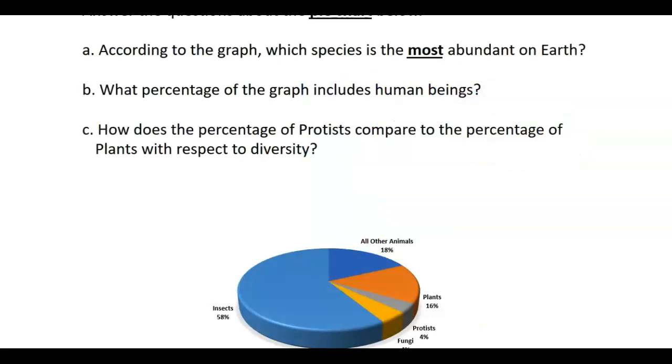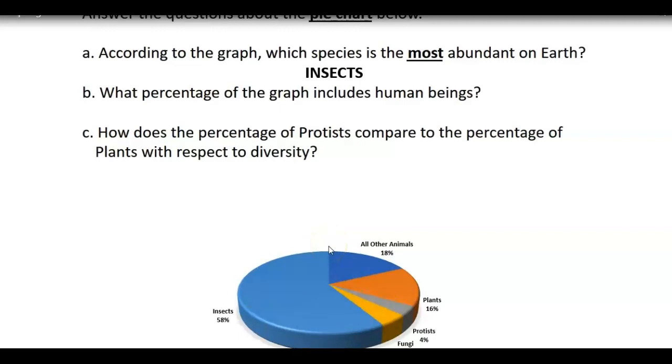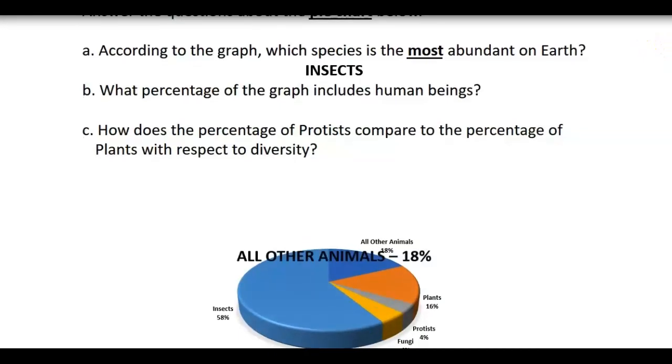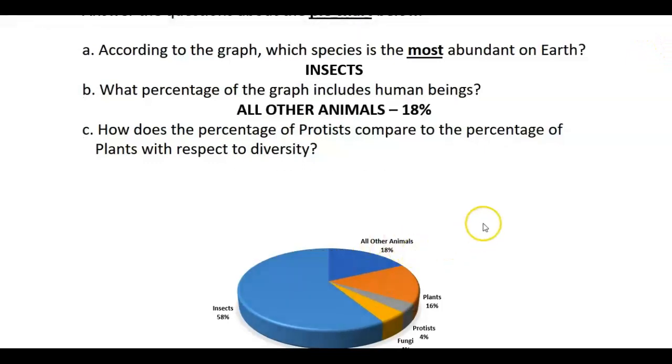First practice is going to use a pie chart. According to the pie chart, which species is the most abundant on Earth? Insects is the correct answer at 58%, biggest portion of our pie. What percentage of the graph includes human beings? Human beings will fall in this all other animals category, which is composed of 18%.